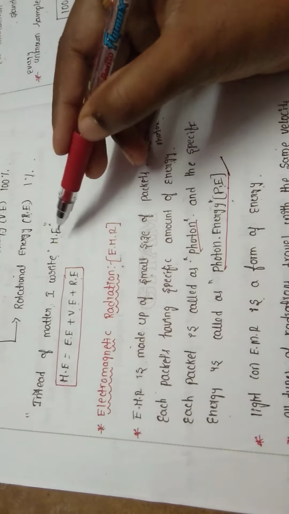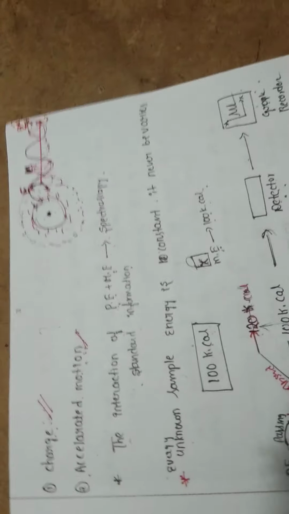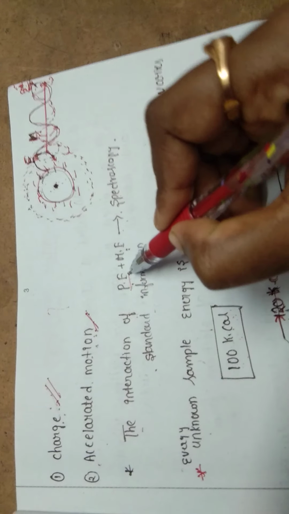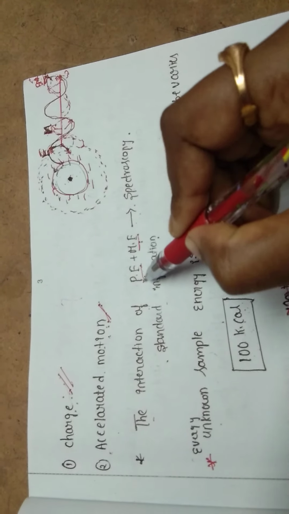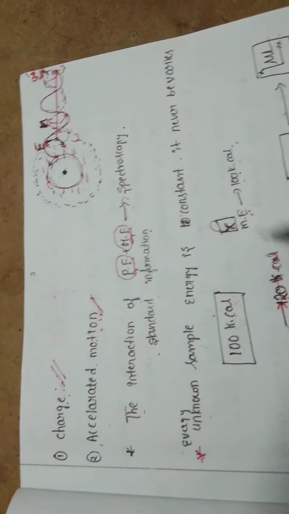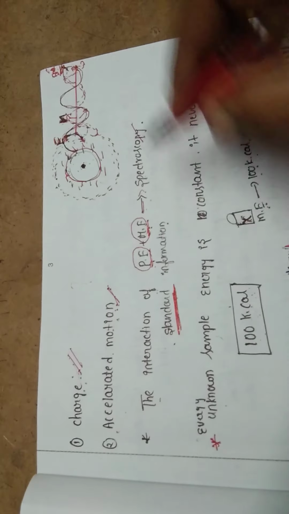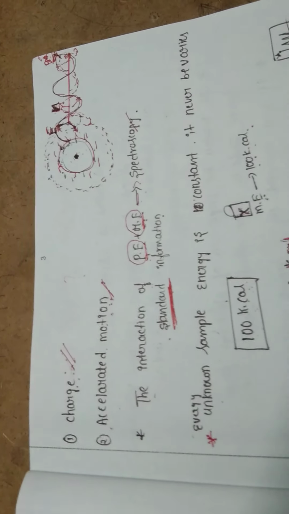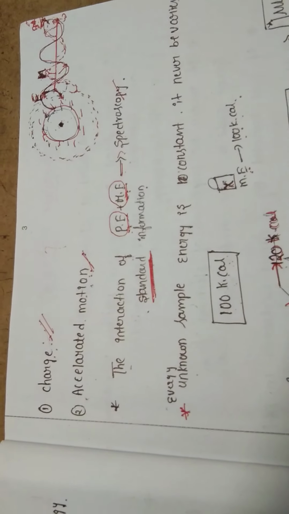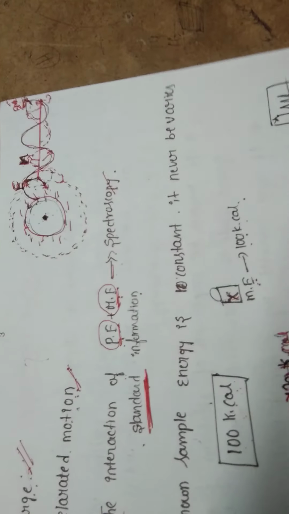So based on molecular energy and photon energy, I can write another definition for spectroscopy: the interaction between photon energy and molecular energy. The interaction between photon energy and molecular energy is called spectroscopy. This is a standard definition for spectroscopy, from international standard textbooks. Okay, this is about the spectroscopy definition, the electromagnetic radiation and matter.